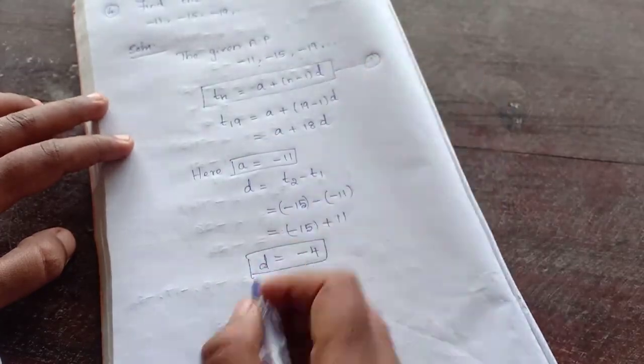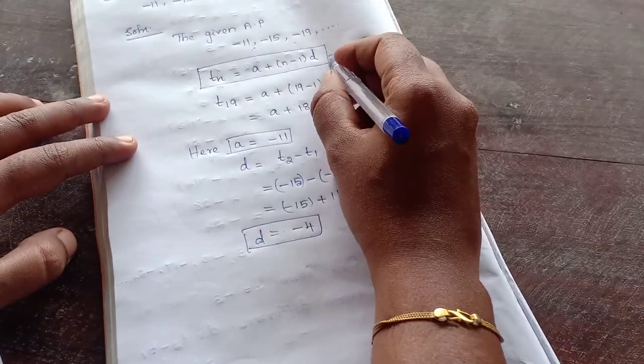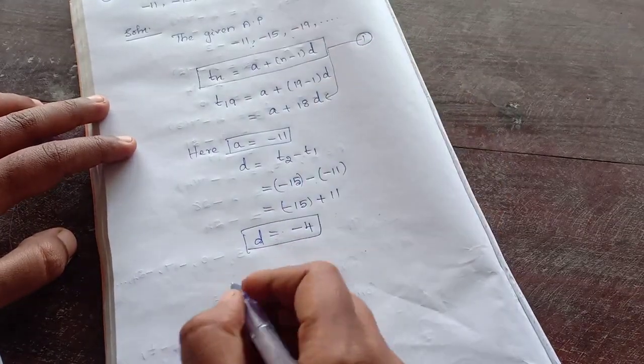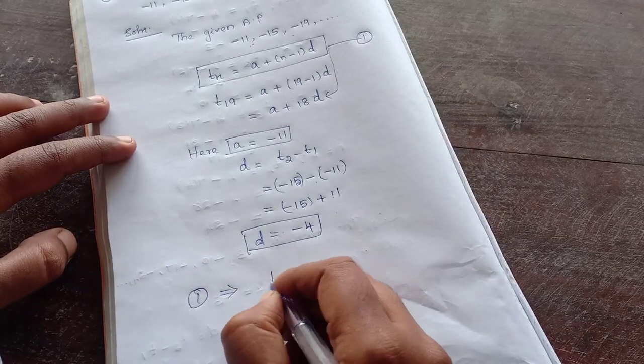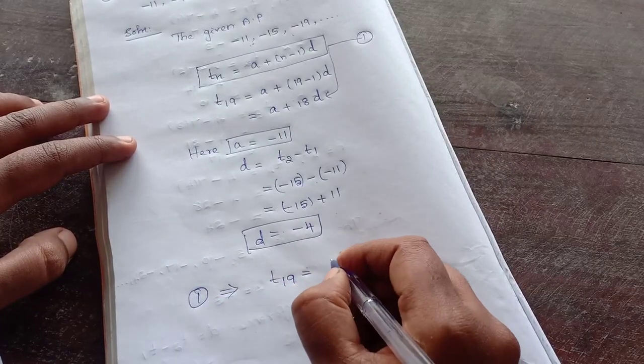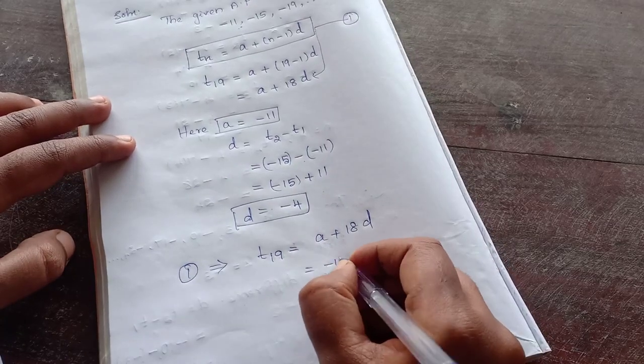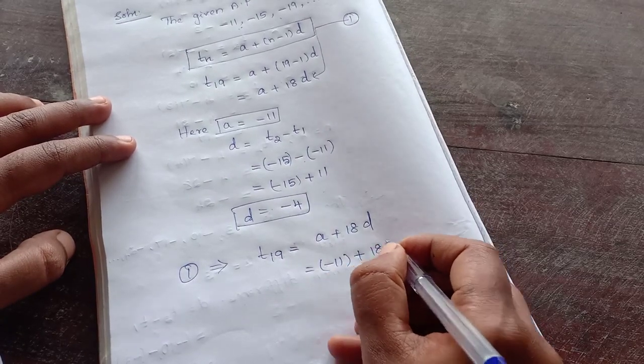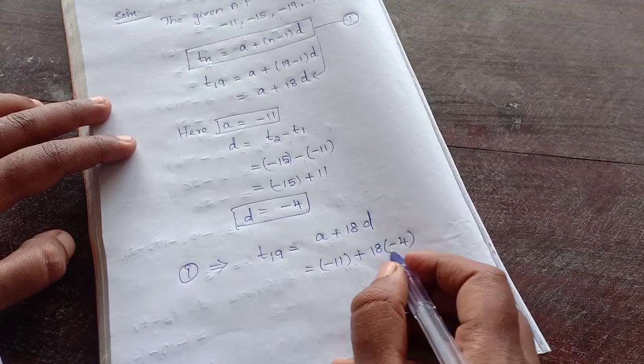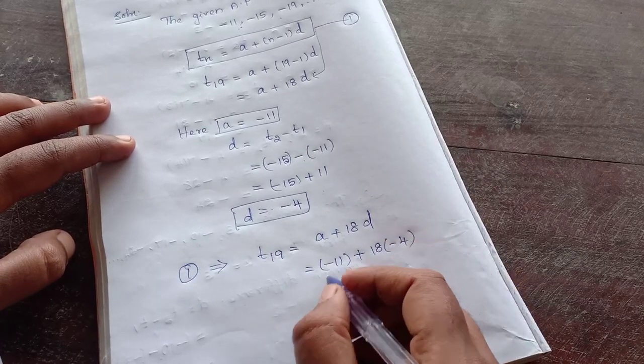Now substitute here. Sorry, this one first. Okay, so the first equation implies T19 is equal to A plus 18D, which implies A is minus 11 plus 18 into minus 4. First you need to do the multiplication. After that you can subtract 11.